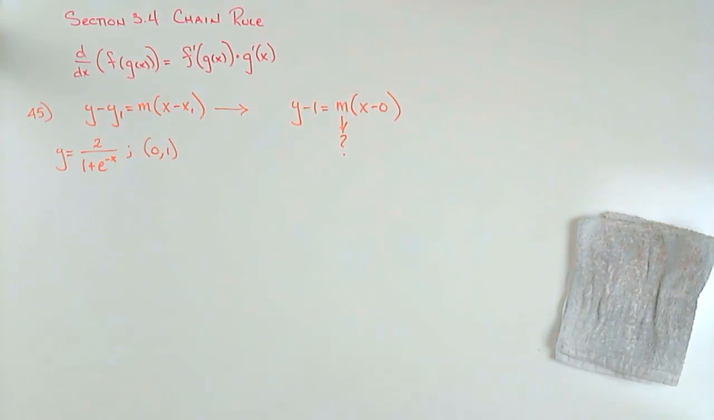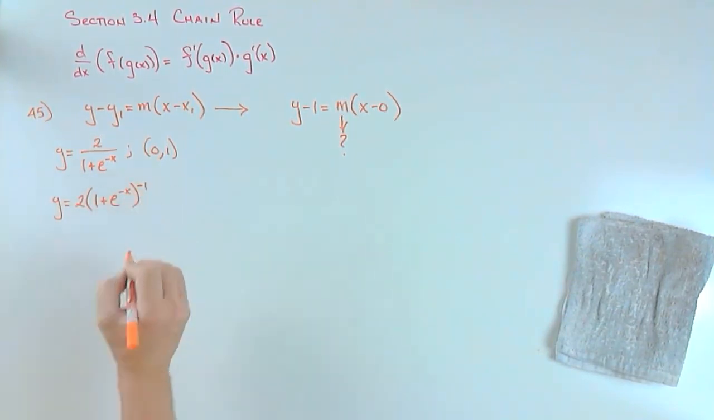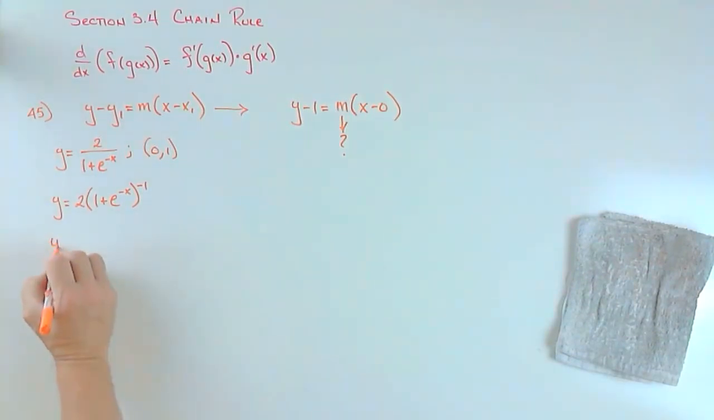Now you could use the quotient rule. You could. But we now know the chain rule. I'm going to rewrite this as 2 times (1 plus e to the minus x) to the minus 1. And now I'm going to take the derivative of that. Now, how do I take the derivative of that?